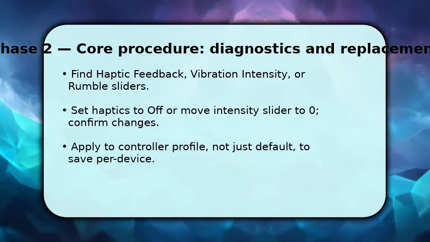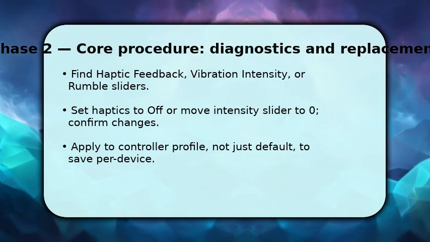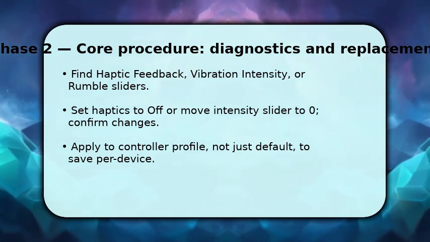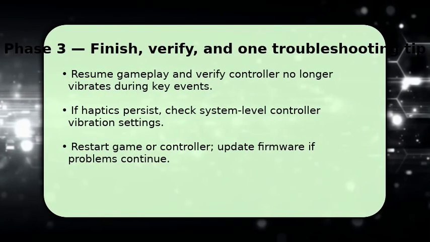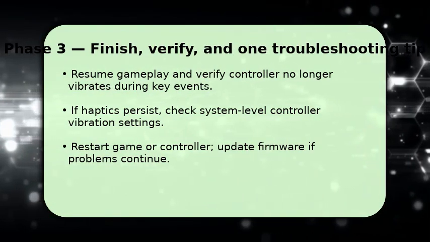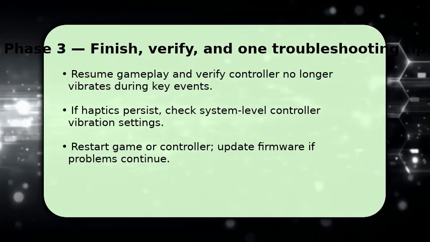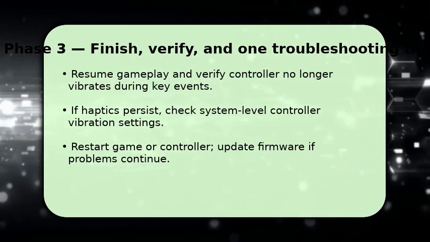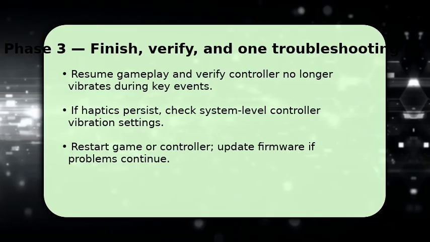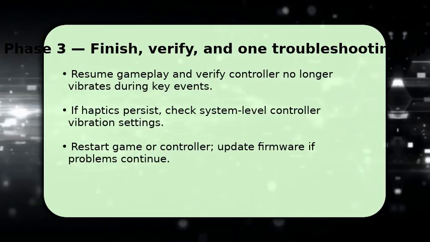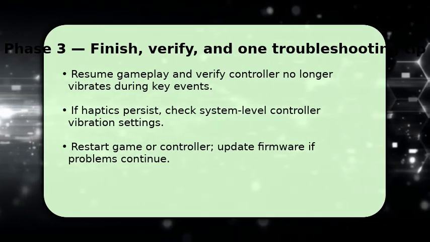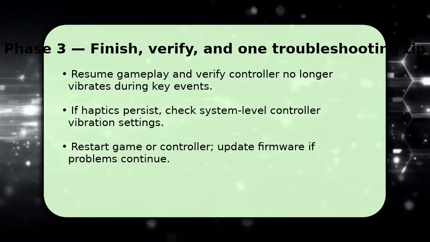You should now resume gameplay and check for vibration during shooting, explosions, or menus. That confirms success. If haptics persist, go to your console or OS controller settings and disable vibration system-wide. Some platforms override game settings. Make sure to restart the game or power cycle the controller so firmware reinitializes.